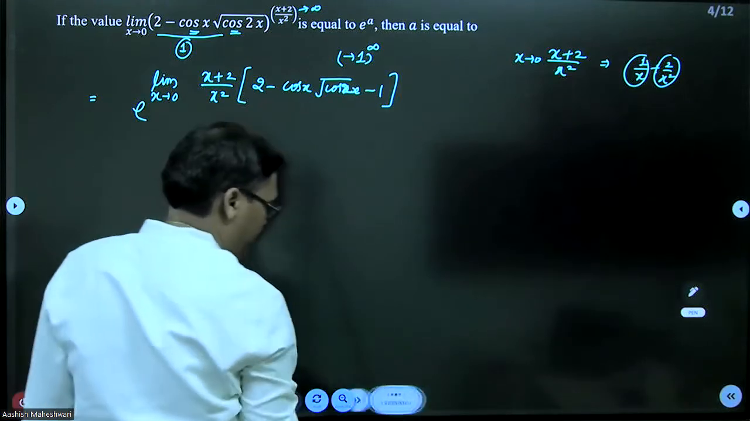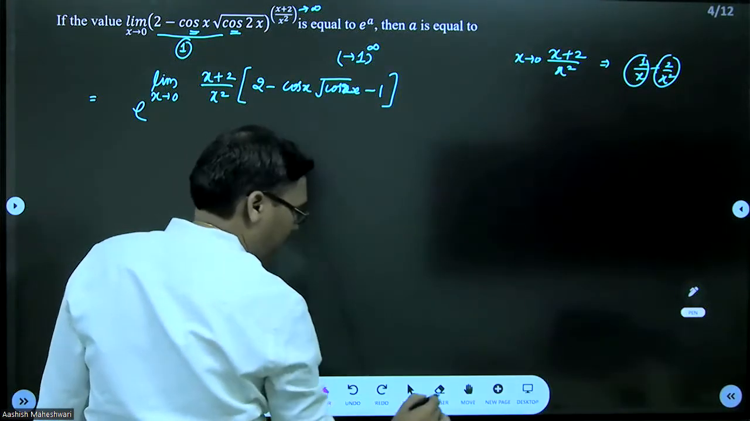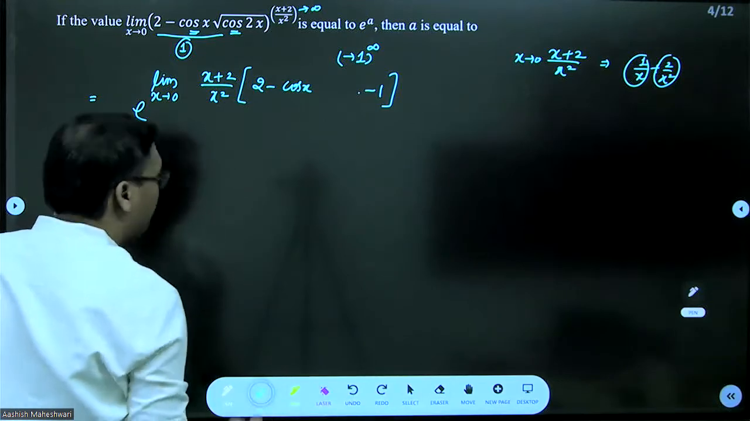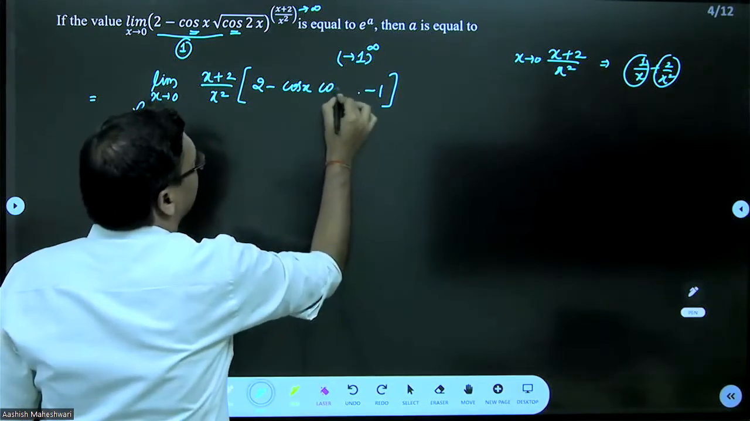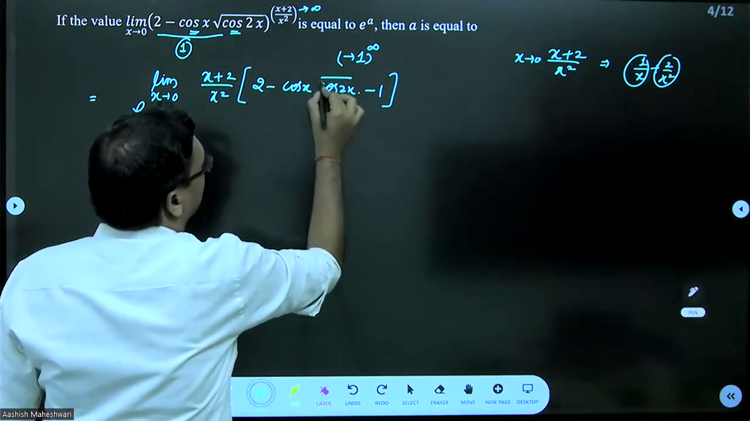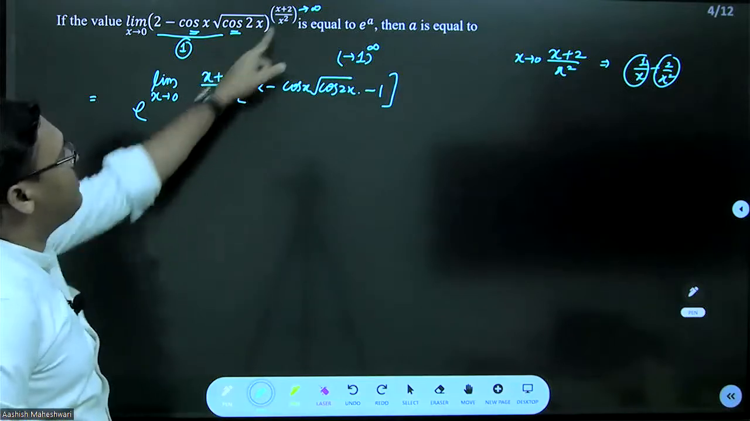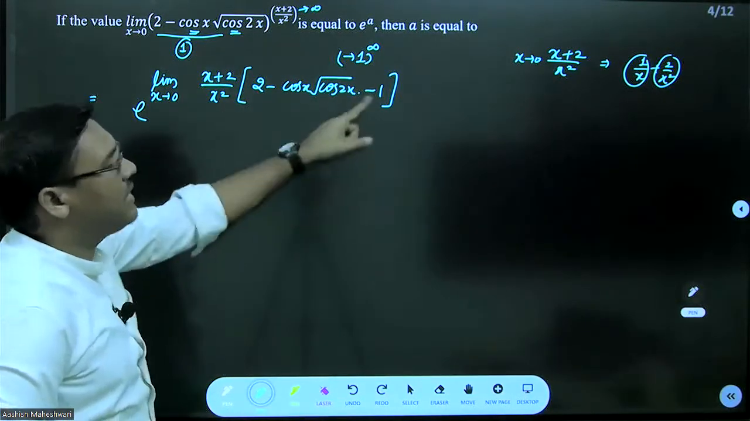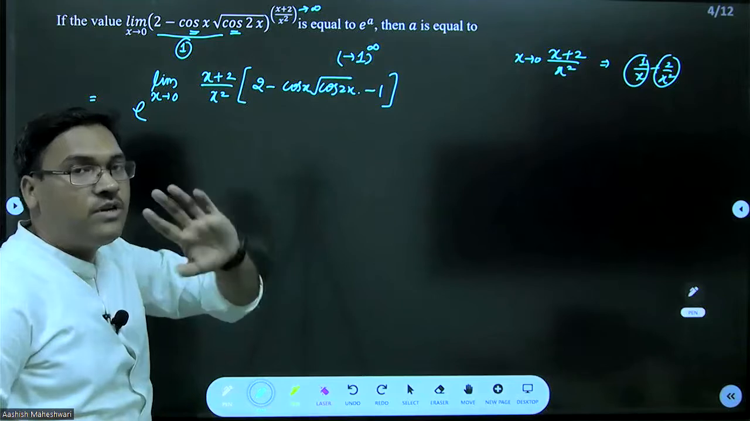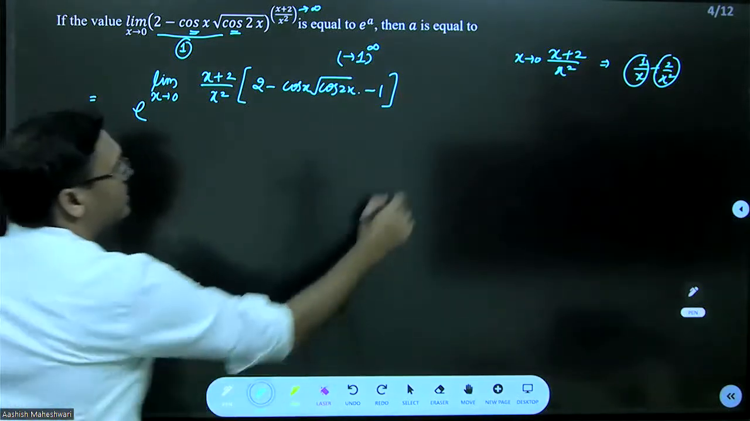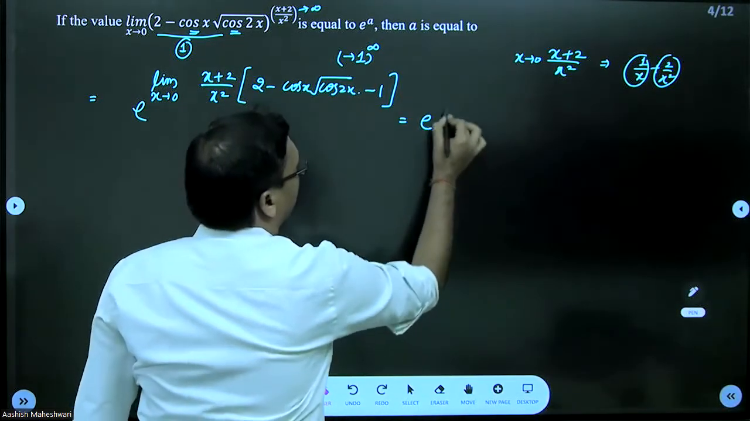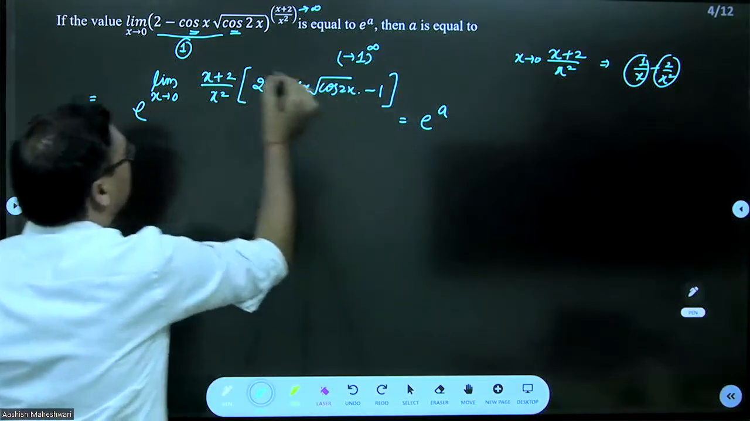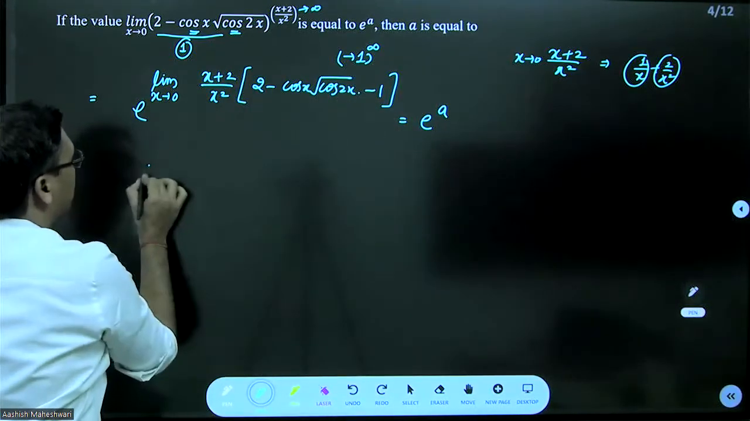So you can see what I have done is I have applied that if you have 1 raised to infinity form, this is power function, base function 2 minus cos x root cos 2x minus 1. This is how you solve the limit 1 raised to infinity. So basically this is equal to e raised to a. This is given as e raised to a. So basically what is a? A is the limit value of this.